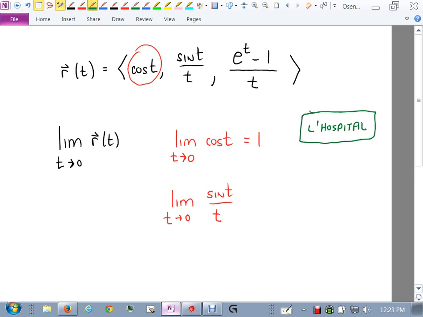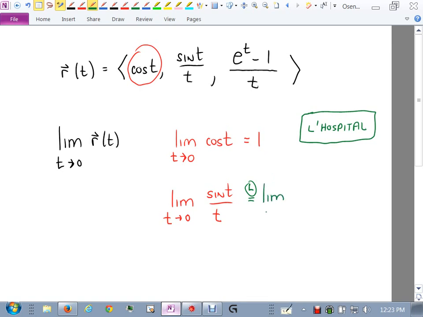Okay, so I'm going to apply L'Hopital's rule just in case you haven't seen it. The way we do it is some books put an H here. How many of you saw an H for L'Hopital's rule? Or an L? I always put L. I don't know why. I've just always done that.